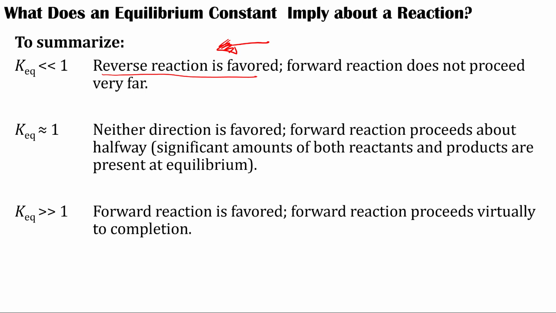If, on the other hand, K is much, much greater than 1, that means the forward reaction is favored. So it wants to go in the forward direction, and it proceeds virtually to completion. You're going to get mostly product there, and hardly any reactant left in the container. And if K is about equal to 1, then neither direction is favored, and you have significant amounts of both reactant and product present at equilibrium. So neither is really going to overpower the other.